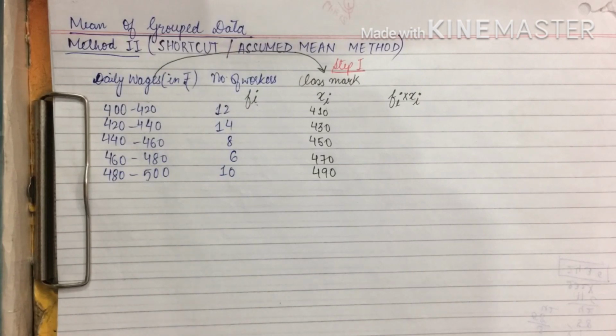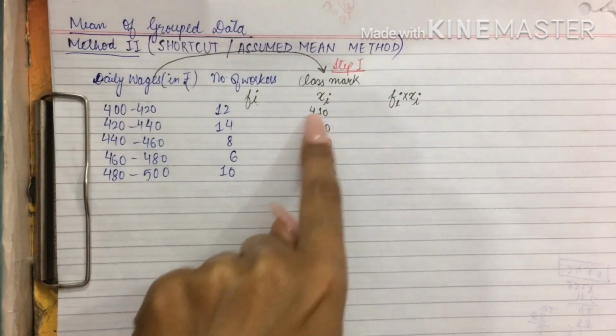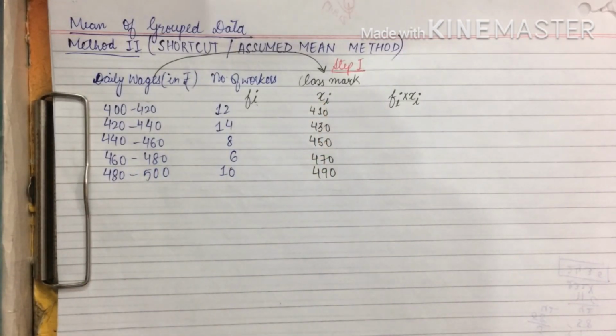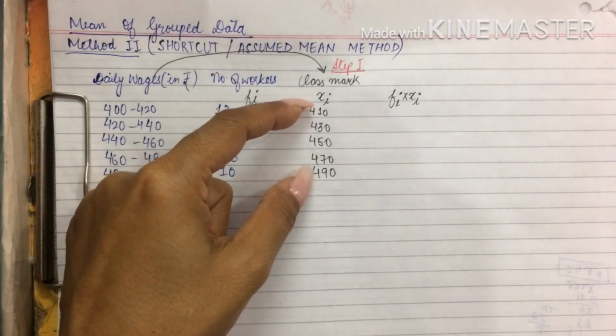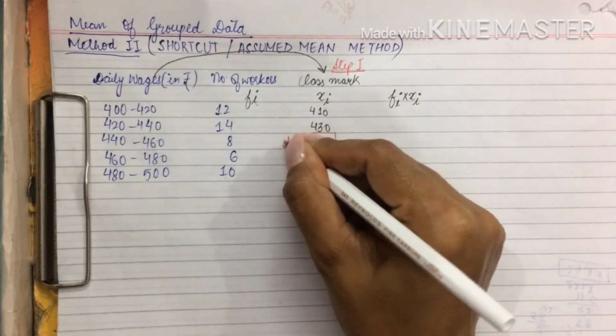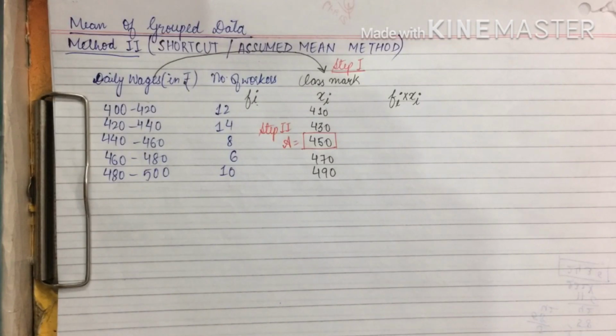The second step in the shortcut method is to assume the mean. We will assume that any of these observations, any of these xi's, the class marks, is the mean. That value will be referred to as the assumed mean and will be represented by the letter A. You could use small a or capital A as you wish. These 5 values, you could take any one as the assumed mean. I am taking the middle one as the assumed mean. This is your second step: assume a value as mean, taken from the list of xi's, the class marks.